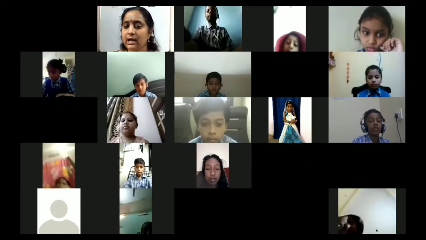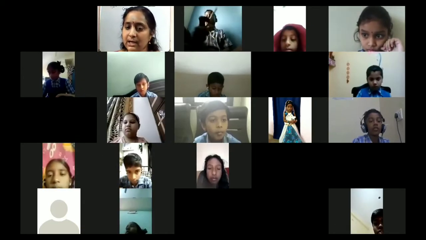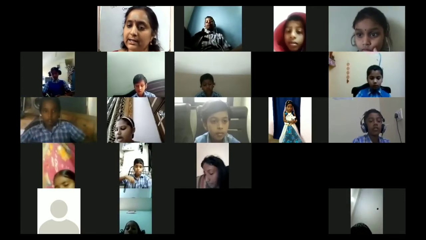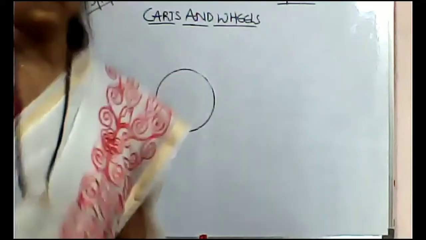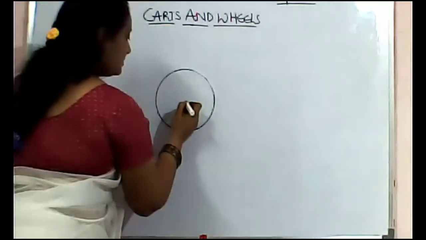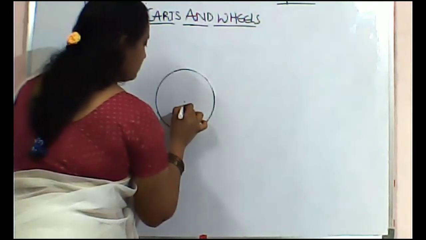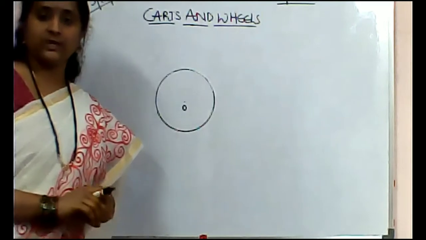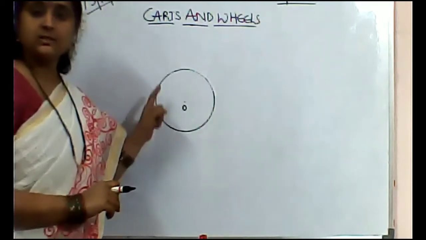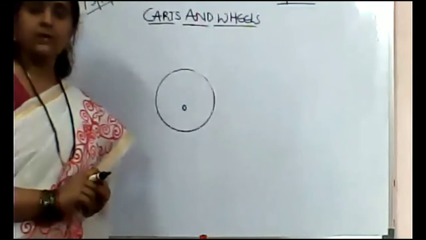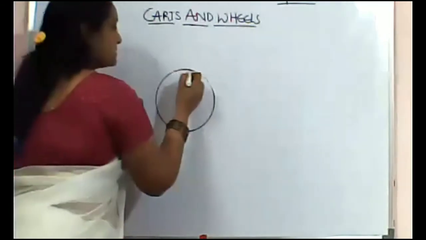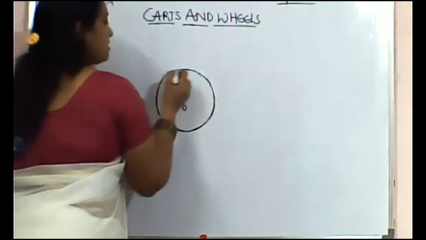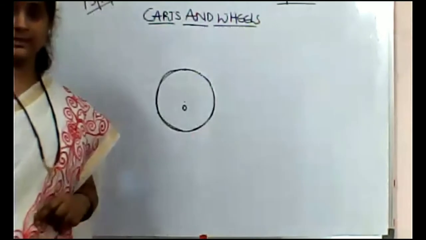Very good. In the last class, we started the chapter Carts and Wheels. Let us see once what we learned in that chapter. This is the circle with center point. What is a circle? A circle is a closed figure which has no corners, no sides. This is called the circumference of the circle. The length of the boundary is called the circumference of the circle.